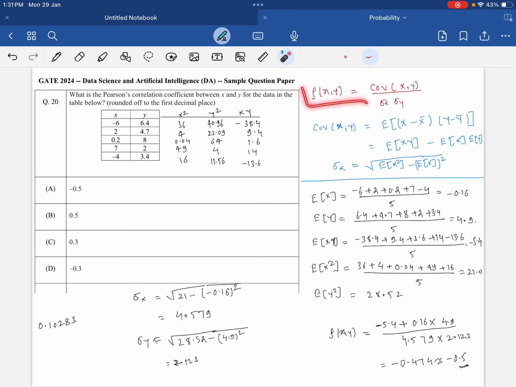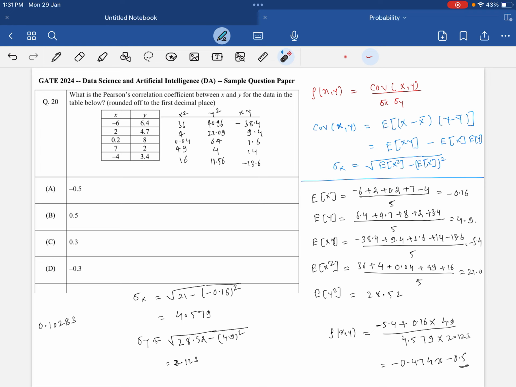To calculate this, you can define the covariance as the expectation of the product of the random variables x and y minus the product of the individual expectations. So you will have to calculate each of these terms. And how can we find the standard deviation sigma? That is the square root of the variance, and the variance is the expectation of x square minus the square of the mean, right?